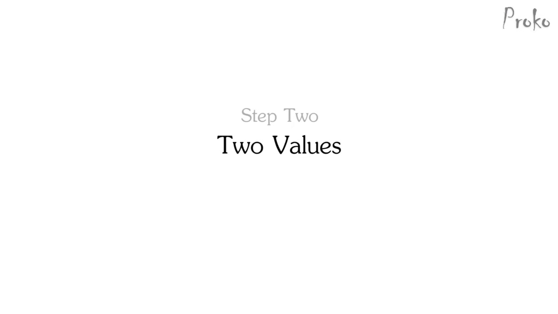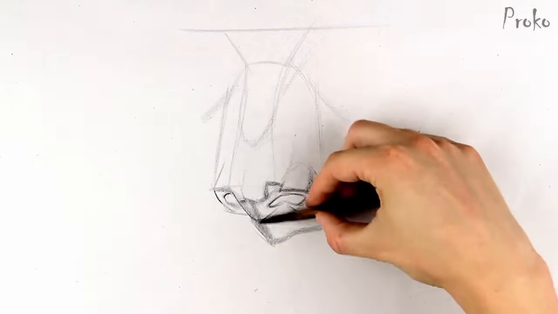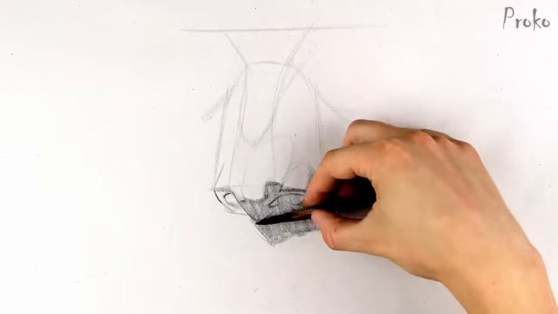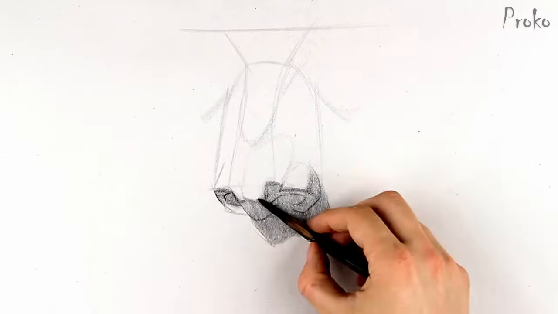Two values. I'll add the cast shadow from the nose and group this entire mass into one shadow value. Even though I see variations of value within the shadow, like this reflection under the nostril, those light values are still part of the shadow family.